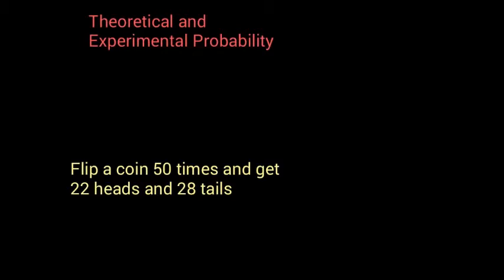Alright, we're going to talk about theoretical and experimental probability. So we're going to start with theoretical. Theoretical is just what you think would happen. So if we're going to flip a coin, it has two sides, so we can either get heads or tails. The probability of heads would equal 1/2. That's just like the probability we were doing in the last segment. It was all theoretical probability.